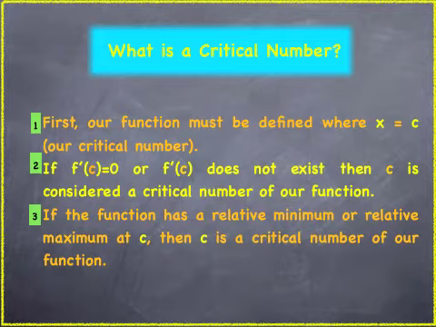First of all, our function must be defined where x is c. 2, if our first derivative at c is 0 or the first derivative does not exist, then c is considered our critical number. And in item 3, if the function has a relative minimum or a relative maximum at c, c is our critical number.